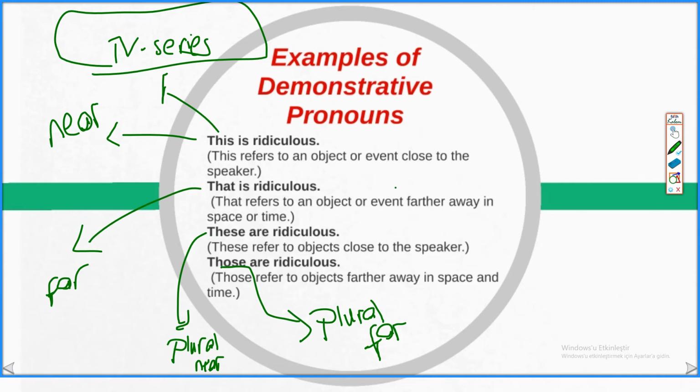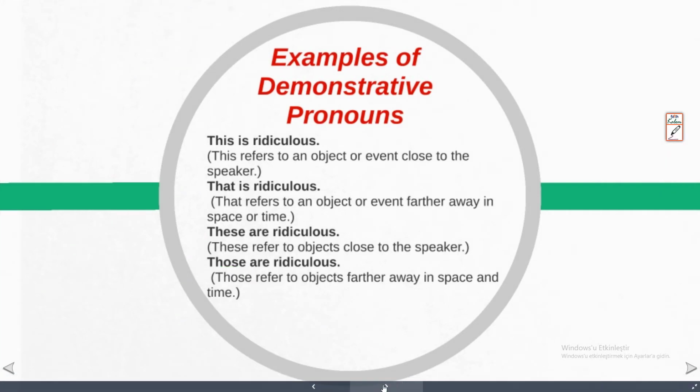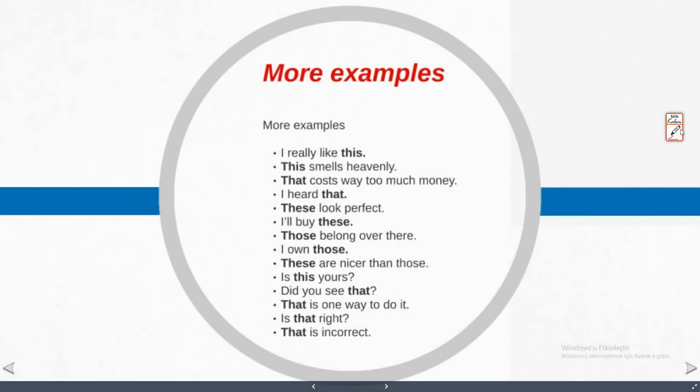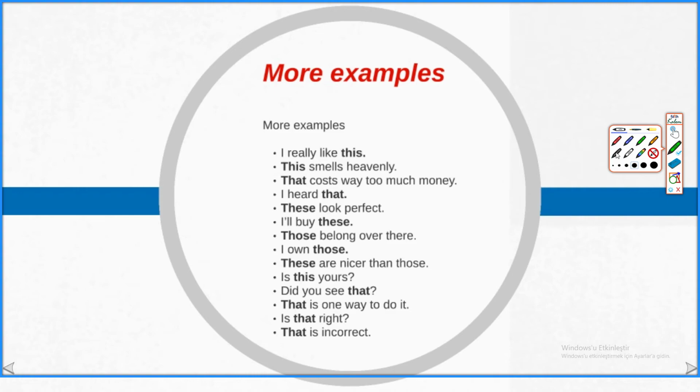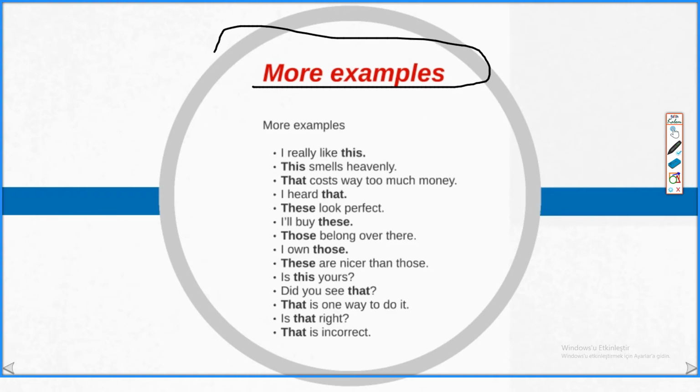This and that. This is near, but that is far. The point is near and far. This and that are singular, by the way, but these and those are plural. These near, those far, my friends. Okay. And we are going on with examples. Yes, we need more examples to understand them very well.